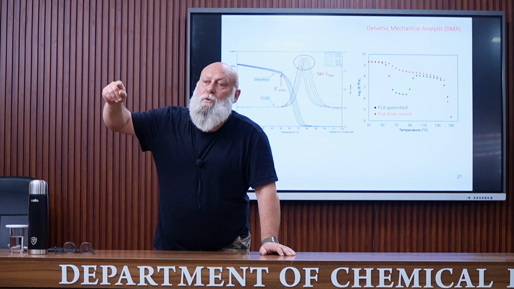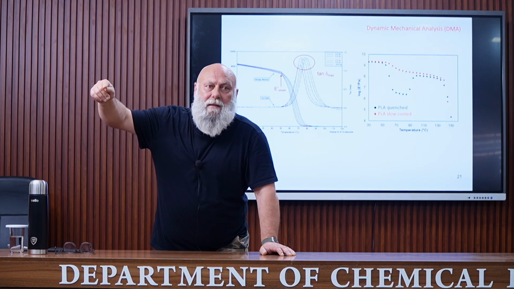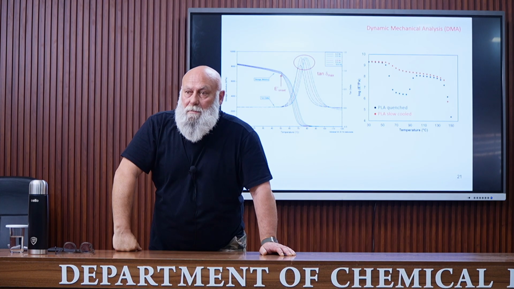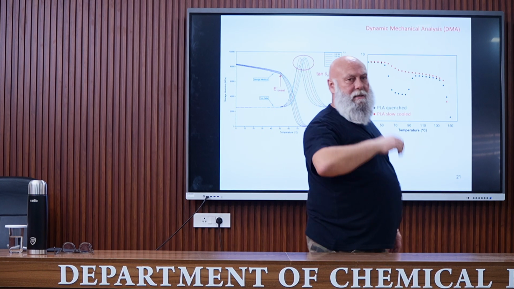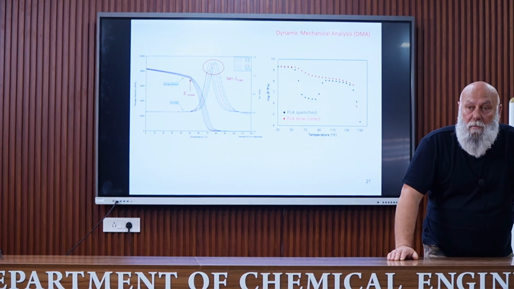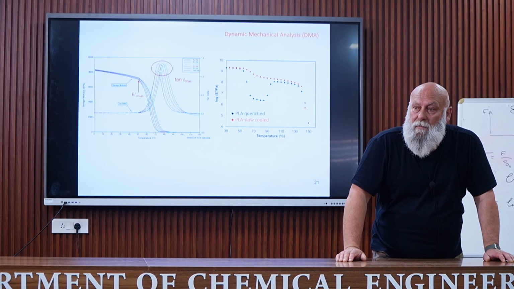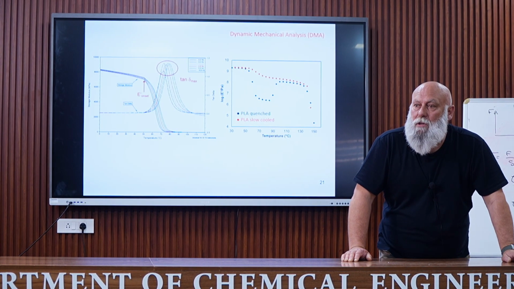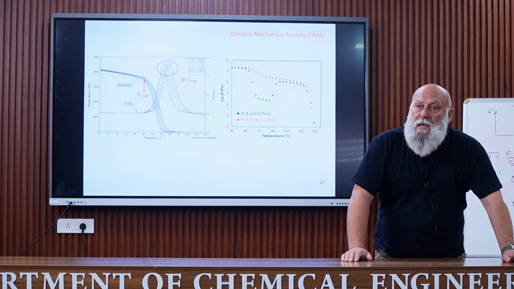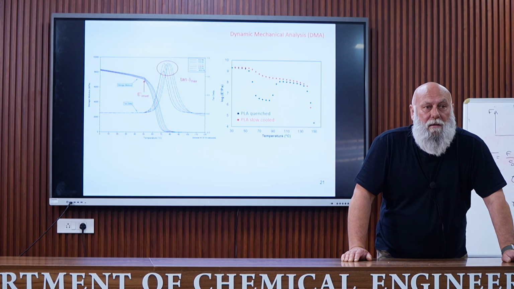Quenching is a fast cooling of the polymer from the melt down to a temperature which is below the glass transition temperature of the polymer, because the polymer can only crystallize between Tg and its melting point. In some cases, it's impossible. I take the example of high-density polyethylene. The melting point is 140 degrees. The Tg is very low, maybe minus 100 degrees or something like this. The kinetics of crystallization of polyethylene is very fast.